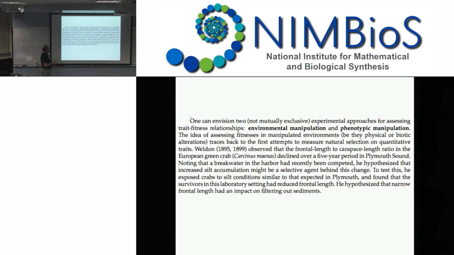So to test this, he exposed crabs to similar silt conditions and found survivors in this laboratory setting had smaller frontal length, which is what he actually observed in Plymouth, and he thought that smaller frontal length was more important in terms of filtering out silt before it got into some of the feeding structures. So one of the earliest examples of using environmental manipulation to try to get a handle on what the causative site of selection is.